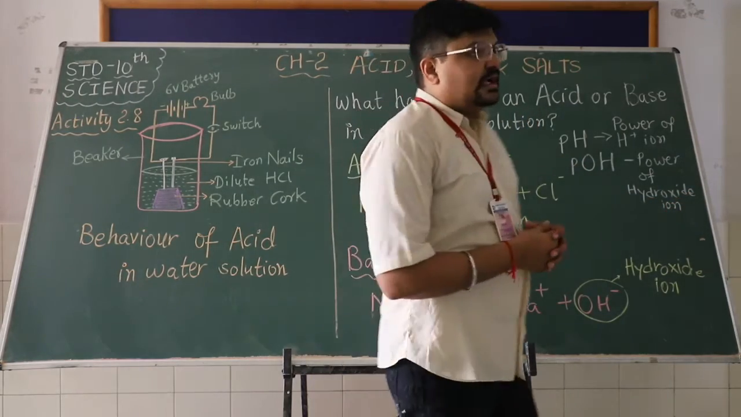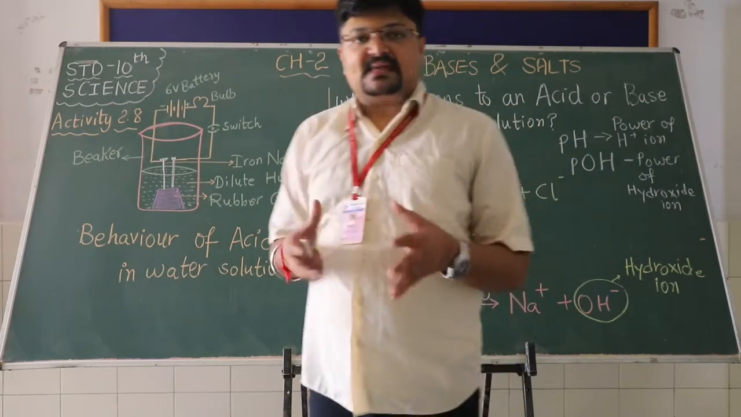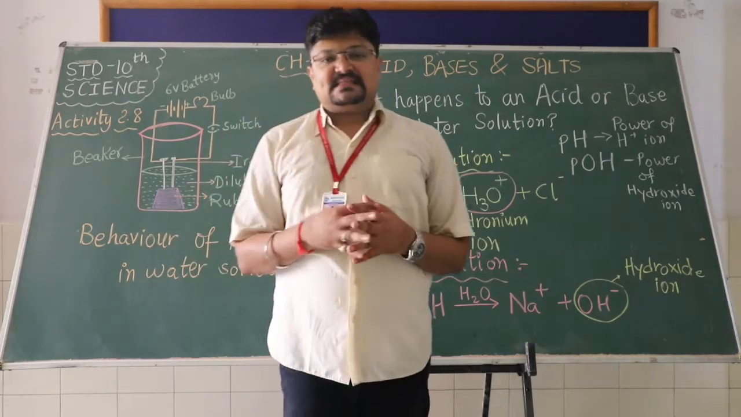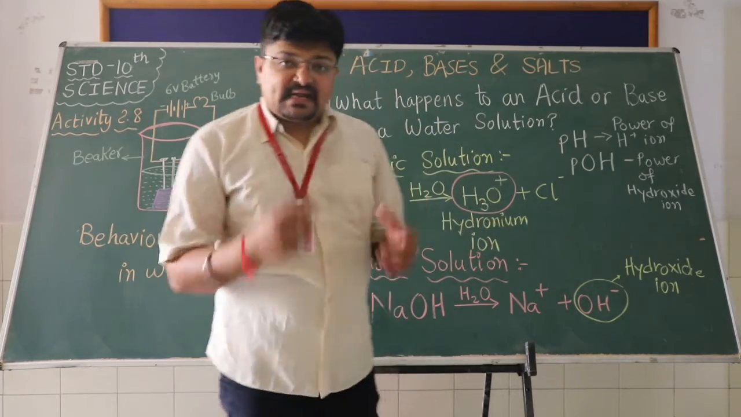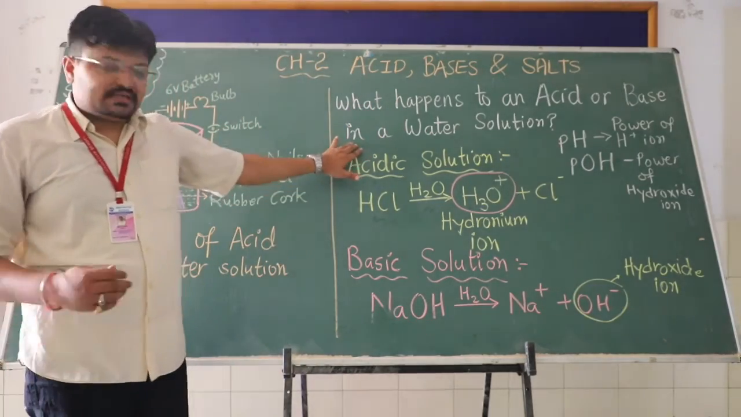So how many ions are dissolved inside a solution of acid or base can be found out with the help of pH and pOH. That will be discussed in the next topic. Right now we were discussing what happens to an acidic or a basic solution in water.